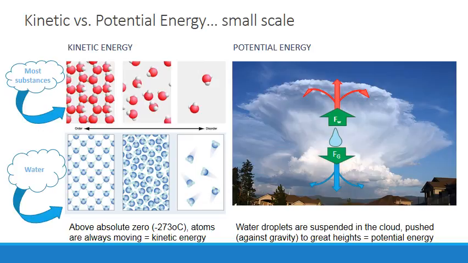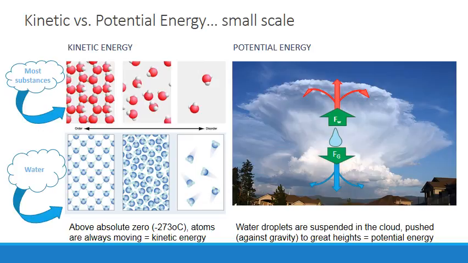Here are some examples of kinetic and potential energy that pertain more closely to weather. At the atomic level, all matter is composed of atoms and molecules. So we're talking about a very small scale. Those molecules are continually vibrating, and because of that vibration, they have kinetic energy. For example, when a pan of water is heated on a stove, the water molecules begin to vibrate faster.